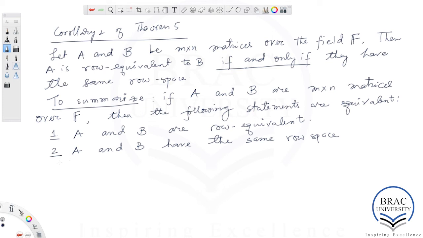The third statement tells us that B is equal to P times A, where P is an invertible M times M matrix. These three statements are equivalent. Good.